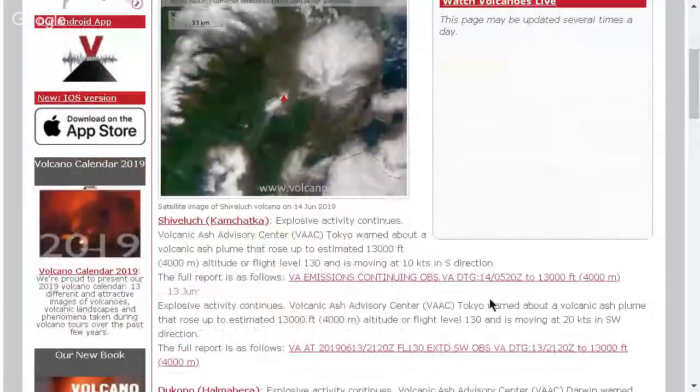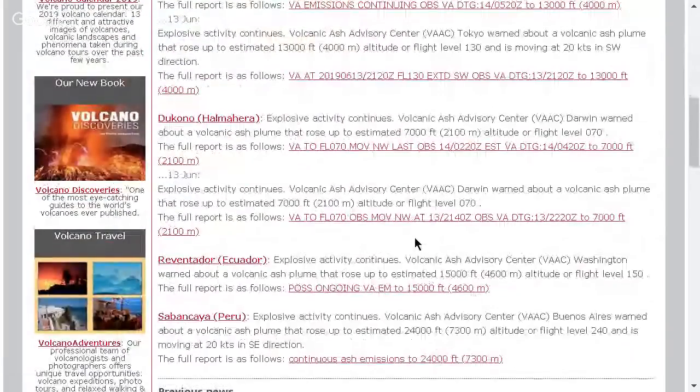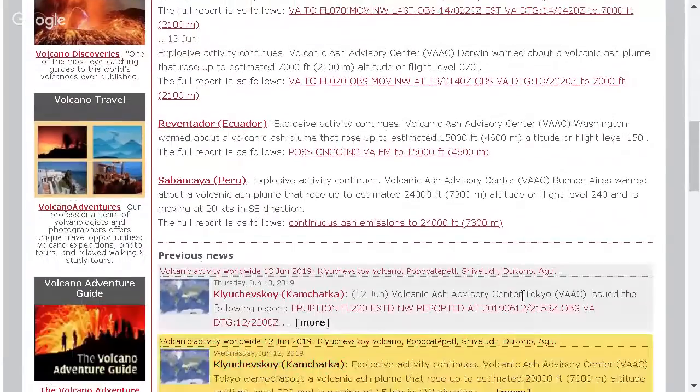Explosive activity has begun at Shiveluch, so back on the list, 13,000-foot ash plume there. Dukono, with its steady 7,000-foot ash plume for weeks and indeed months. Reventador, explosive activity going on there, 15,000-foot ash plume. And please do not attempt to do a forward roll over the Sabancaya caldera as it's producing a 24,000-foot plume of ash.